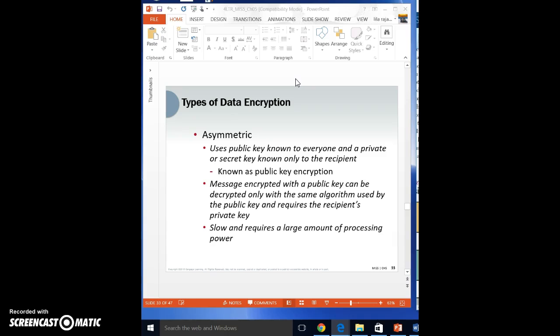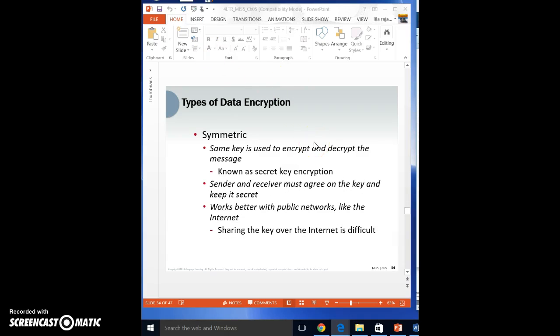Each company conducting a transaction gets a private key and a public key. A company keeps its private key, and then it publishes the public key for others to use. One of the first public key algorithms is called RSA. It is still being used widely today. There are some drawbacks of asymmetric encryption. One of them is that it's slower and it also requires a large amount of processing power.